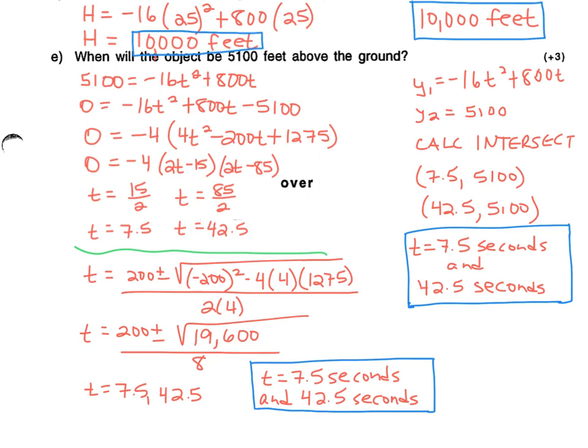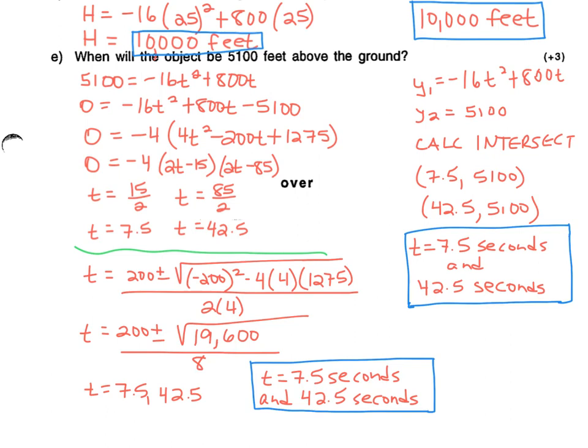All right, so when will the object be 5,100 feet above the ground? At time equaling 7.5 seconds and 42.5 seconds. In this particular case, it's okay to get two answers as our final answer.